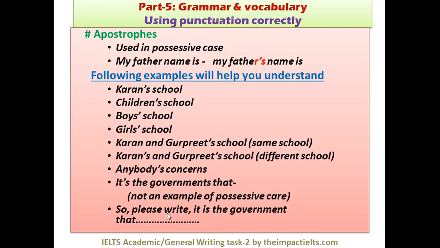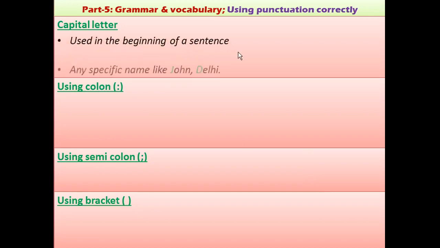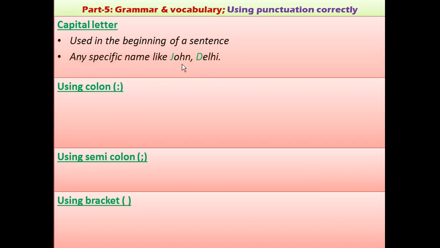So we have understood the comma, we have understood the apostrophe. Let's try to understand the capital letter: simply in the beginning of a sentence, and for any specific name like John, Delhi, New York, Washington. A specific name is given to that. We can't use it with city or country, but we can use it with Mumbai or with America. And each word of a specific name begins with a capital letter. Great Link Road, now this is the name of a specific road, so you see each word begins with a capital letter.